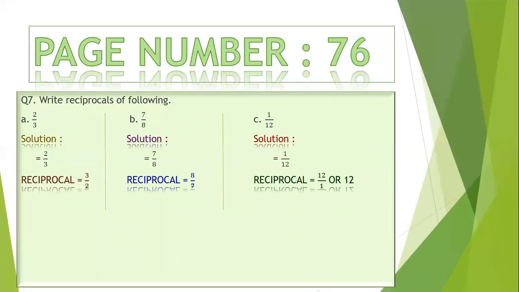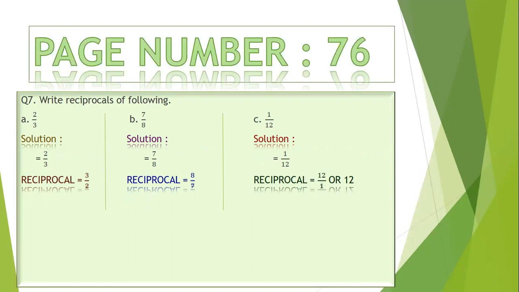Come to part 7, question 7. Write the reciprocal of the following. Reciprocal means we will interchange the numerator and the denominator. In the reciprocal, the denominator will become the numerator and the numerator will be changed into the denominator. The first part is 2 over 3. So the reciprocal of that number is 3 over 2.